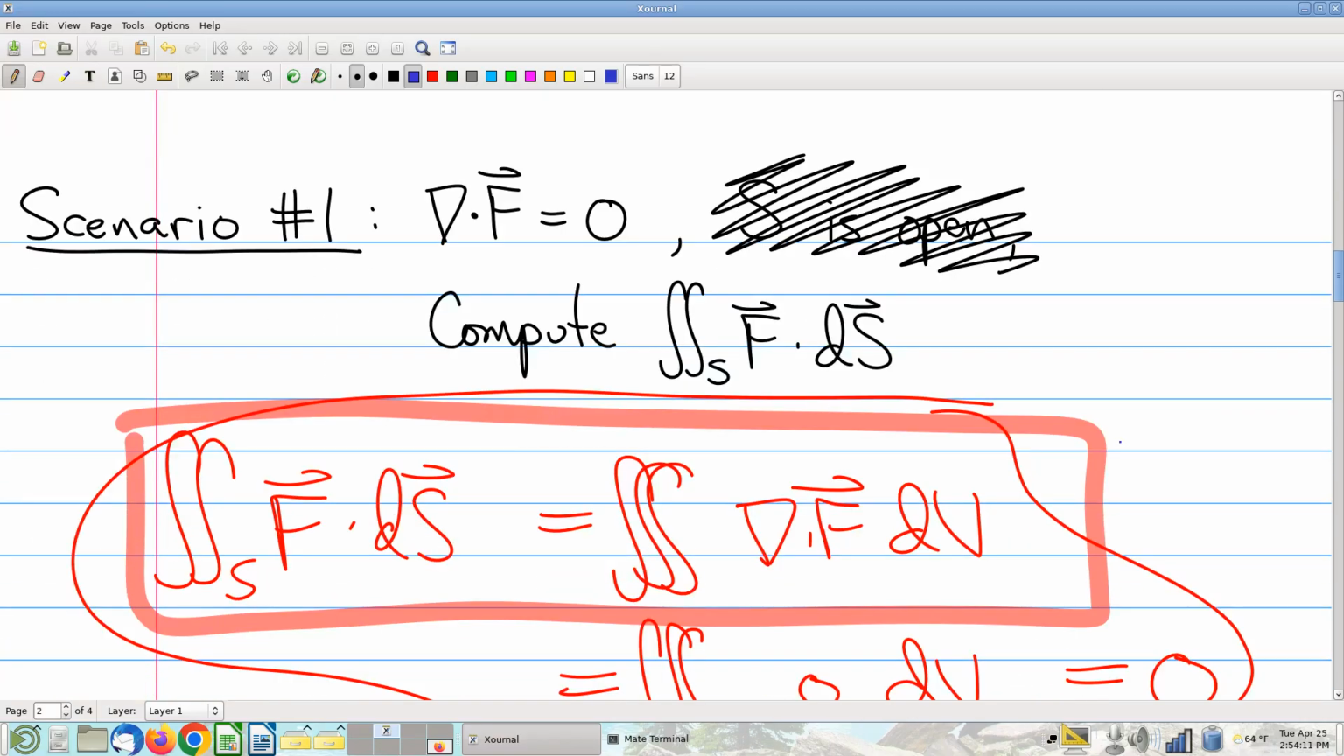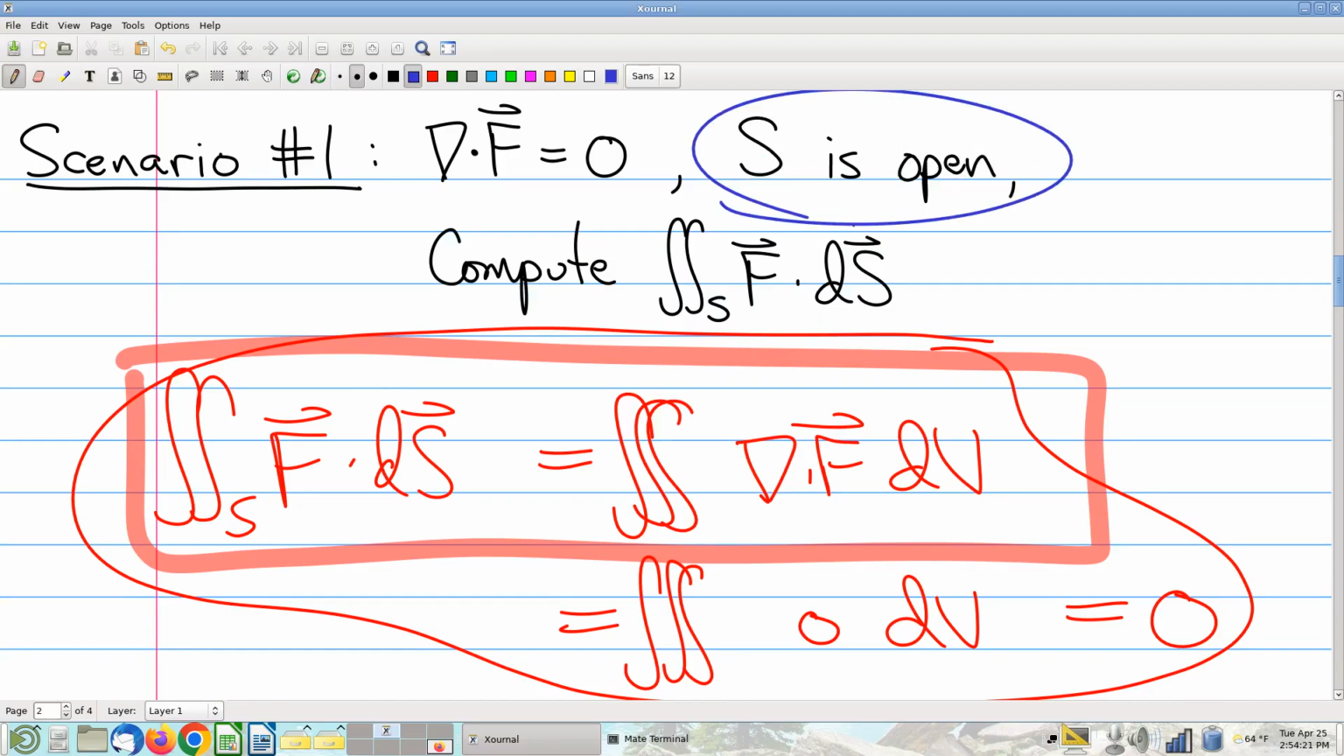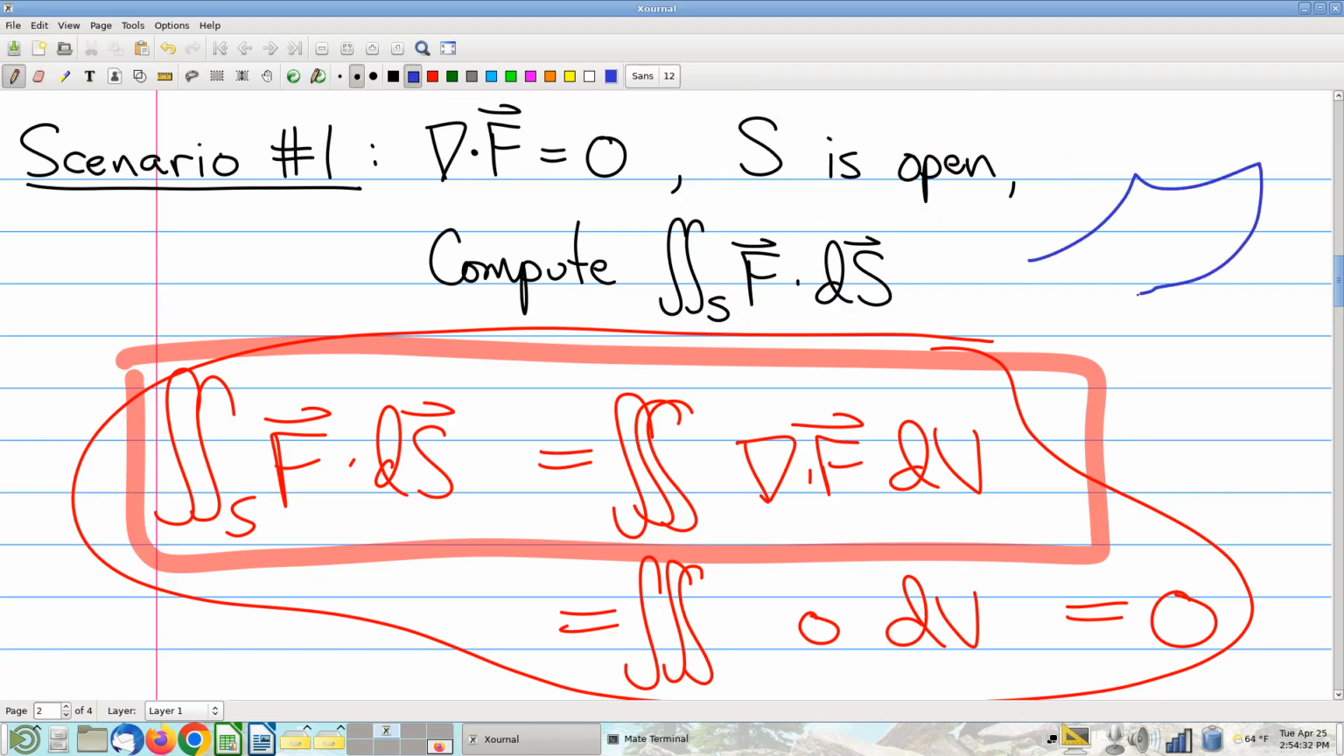Okay, so in this scenario now recall, and it wasn't necessarily explicitly stated in the question, but the background was that the surface for this flux is an open surface, not a closed surface, right? So this surface was some surface, let's say kind of like that, just a curved piece of paper that's been slightly bent in space. So this is not the boundary of anything.